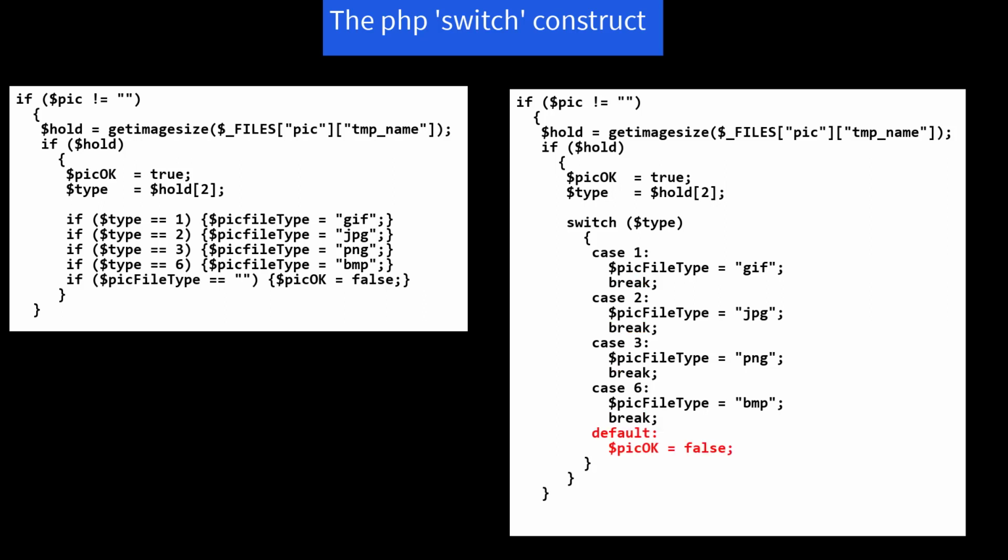using default. So here, after the case 6 test, I add a new one, default. And default will be executed if none of the cases are true. In that case, I'm setting $pick OK to be false. And this works like a champ, and it's more efficient than a series of if tests against the same variable or expression. Note, it's not a noticeable change in performance if you've got a low volume of applicants, but as the number of simultaneous invokers grows, you could see the difference between a series of ifs and the switch construct.